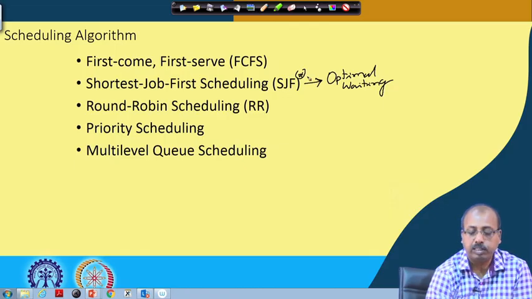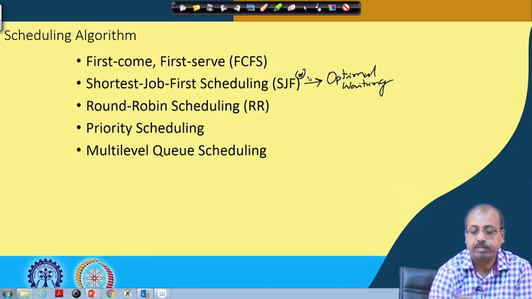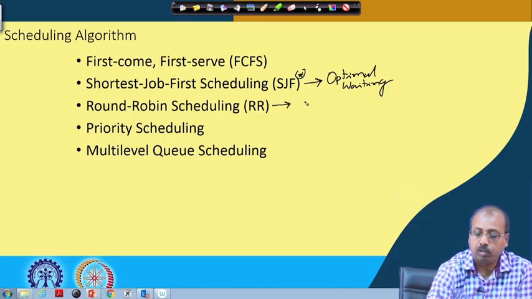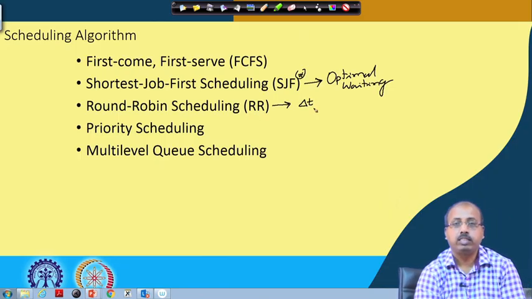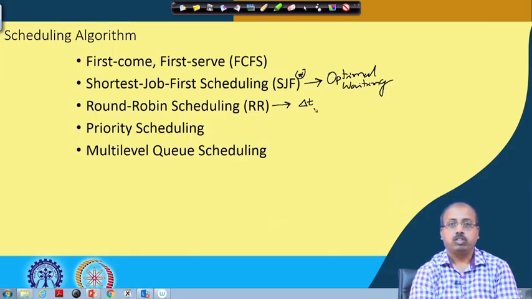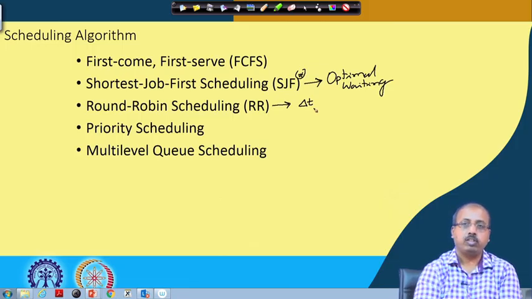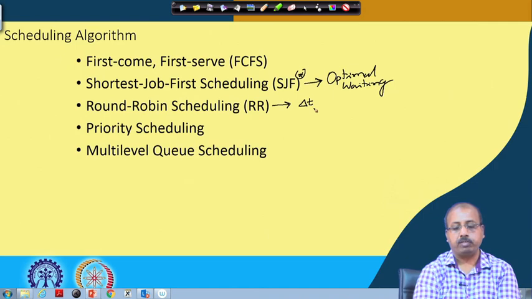In round robin scheduling, we fix some time quantum, say we call it delta t, and whenever a job is given the CPU for execution, it is given for delta t time units. Once that delta t time unit is over, the job is taken out of the CPU and put back onto the ready queue, and then the next job in the queue gets a chance for execution.